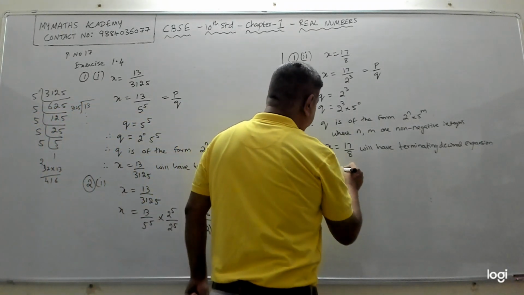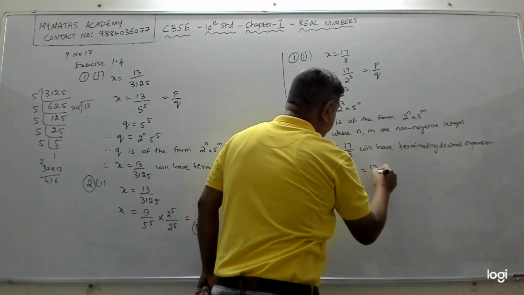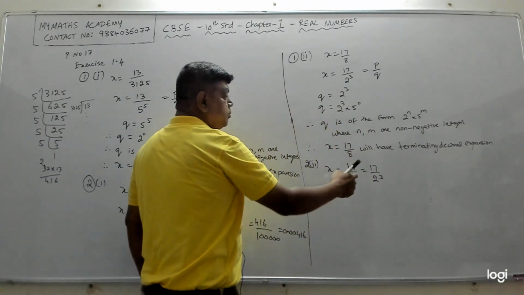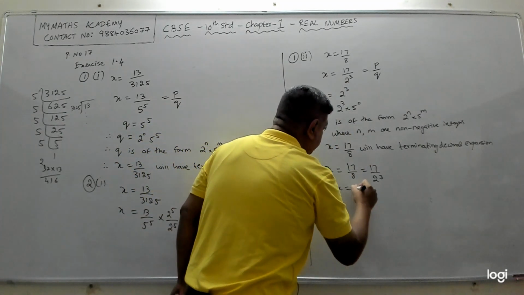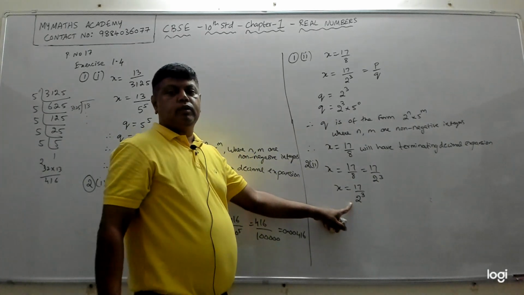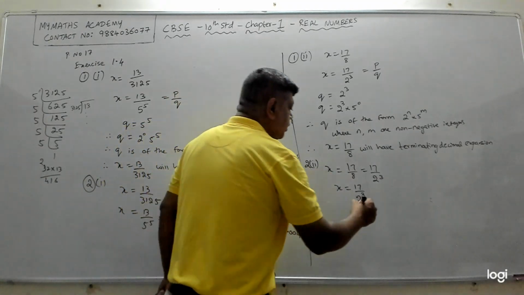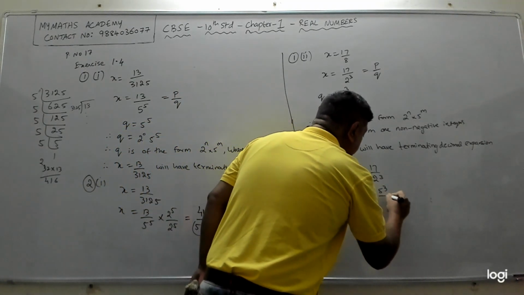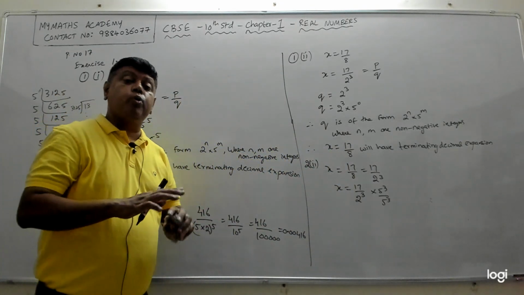Now x is equal to what? 17 by 8. That can be written as 17 by 2 cube, the simplest form I have taken. Now here I should get 5 cube. You have 2 cube, I should get 5 cube also, which means I should multiply and divide by 5 cube. Why are we doing this process? Because we want to convert this 17 by 8 into decimal without actually dividing.